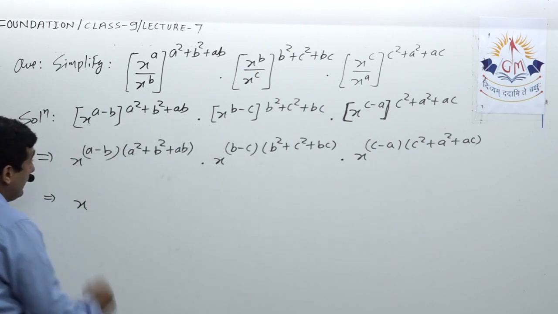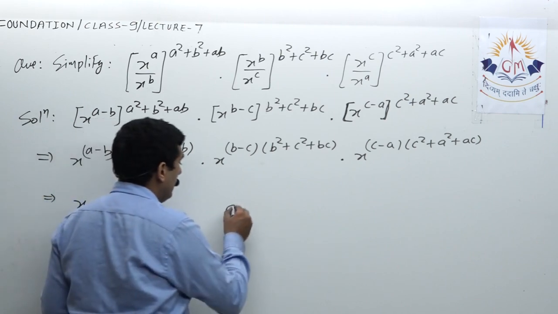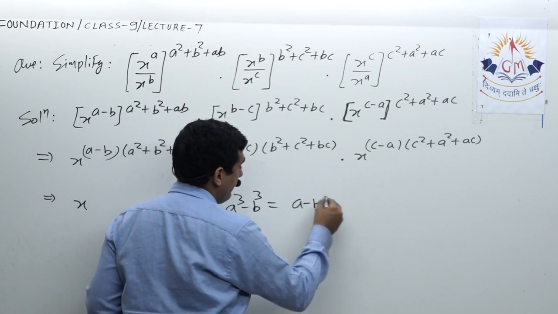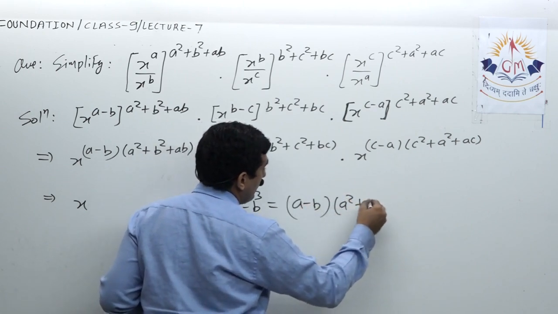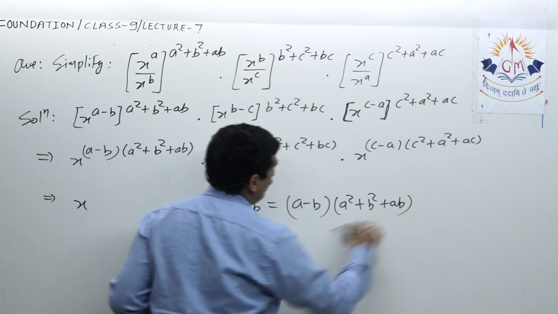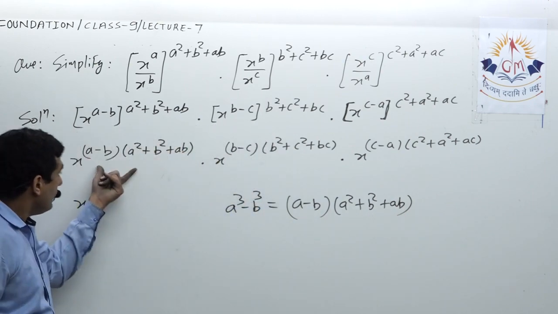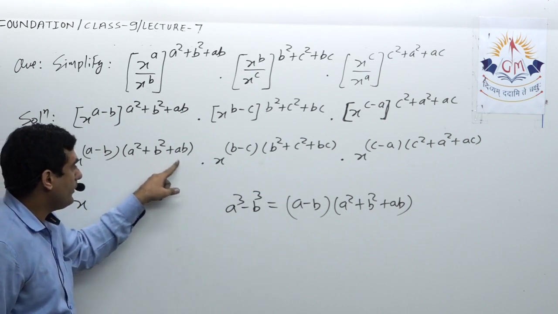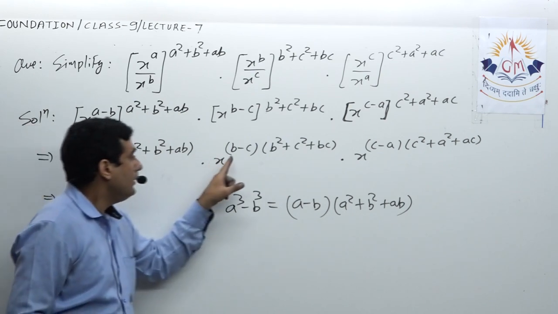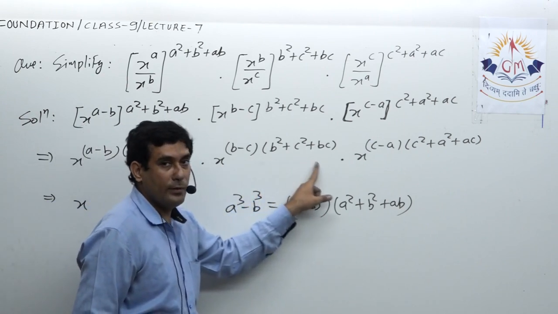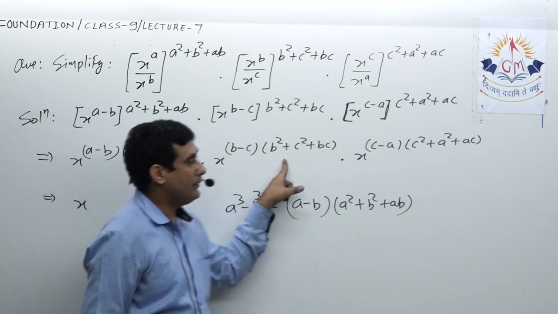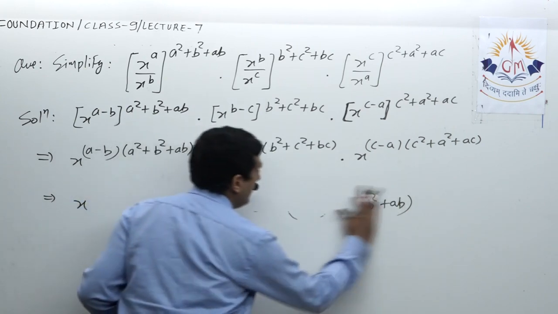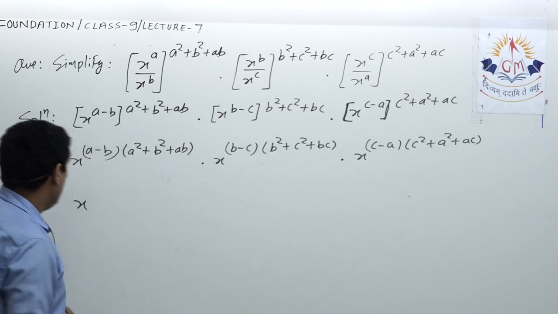Second way, if you know the identity of a cube minus b cube, that identity says (a minus b) into (a square plus b square plus ab), which is applicable in all three exponents: (a minus b) into (a square plus b square plus ab) is a cube minus b cube, (b minus c) into (b square plus c square plus bc) is b cube minus c cube. Similarly over here, c cube minus a cube. So if you know the identity, it will take less time to solve this.